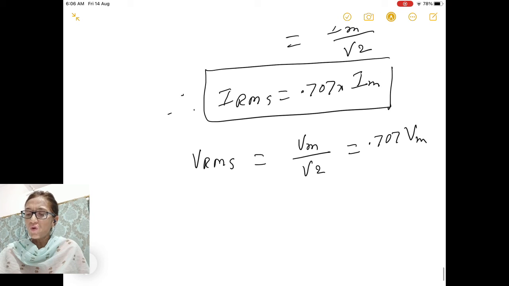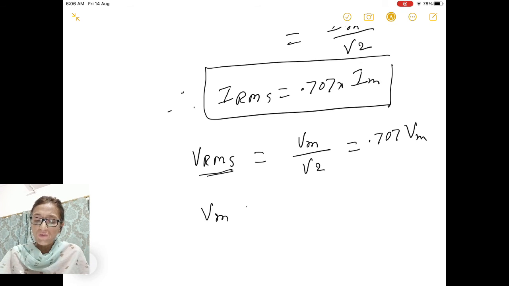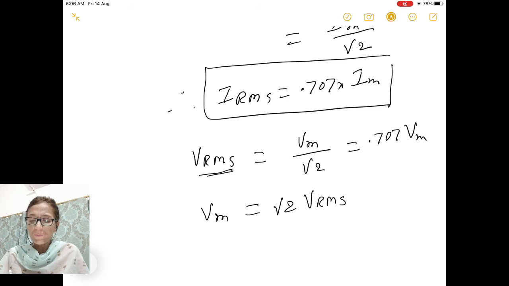This is equal to 0.707 into voltage amplitude. And this is why our current is very dangerous, because we measure this voltage, but we have a voltage amplitude which is equal to root 2 times the voltage we measure in a voltmeter. So AC currents are very dangerous. It has a peak which is root 2 times more than the voltage we measure.